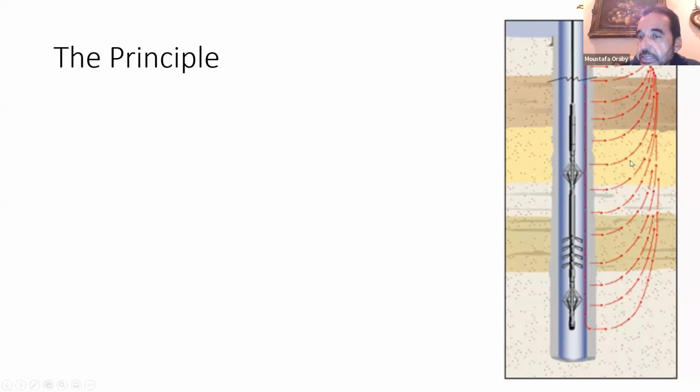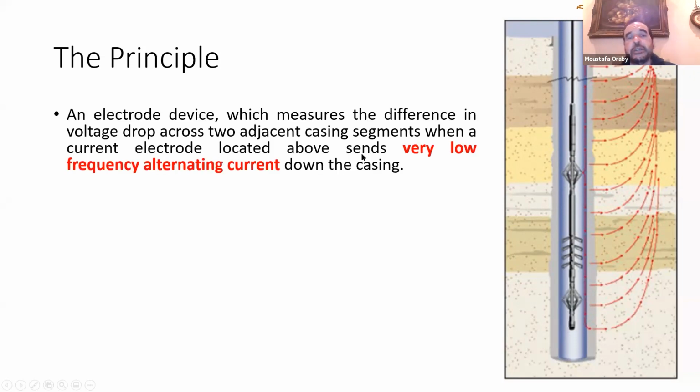It sends all this voltage across the different layers. So we send a very low current, very low frequency current that goes inside the formation between the layers. So this is the first thing, very low frequency alternating current that goes inside your formation. Then you try to measure the potential difference, the voltage between 2 points. Between this point and that point, I can get the voltage.